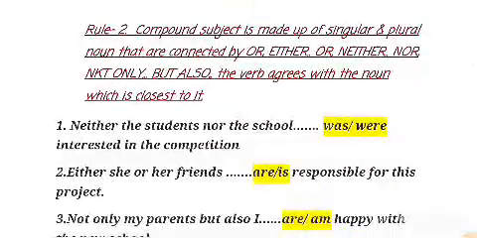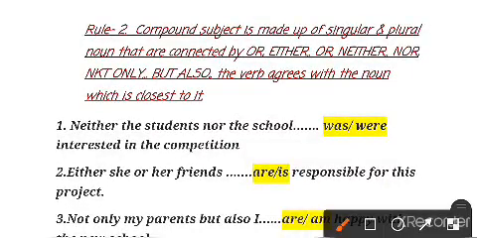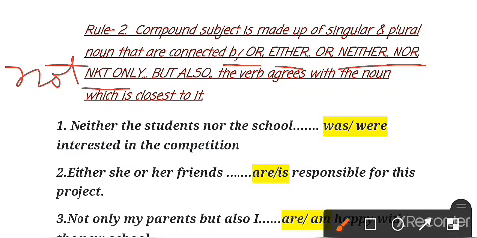Okay, students, now we are moving towards the next part. A compound subject is made up of singular or plural nouns that are connected by or, either or, neither nor, and not only but also. When these four kinds of words come, the verb must agree according to the closest subject. The subject which is near to the verb, according to that we have to put our verb.